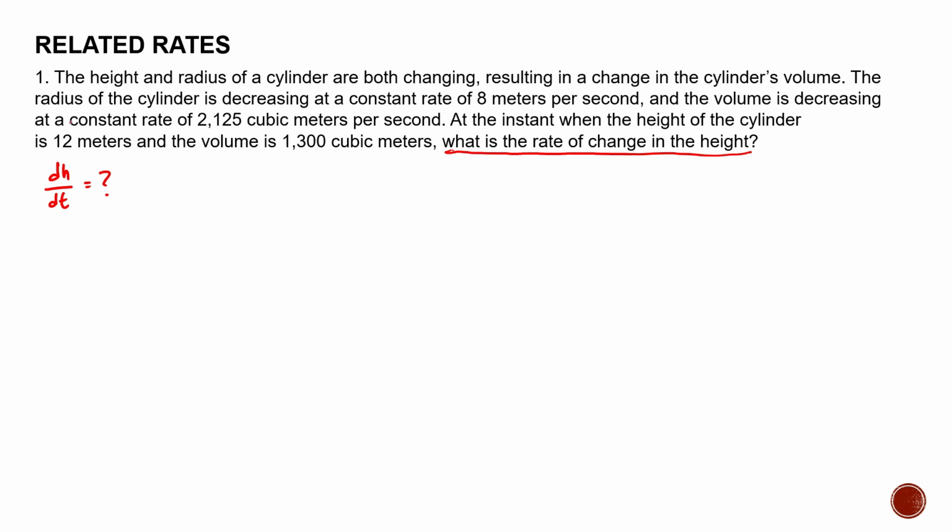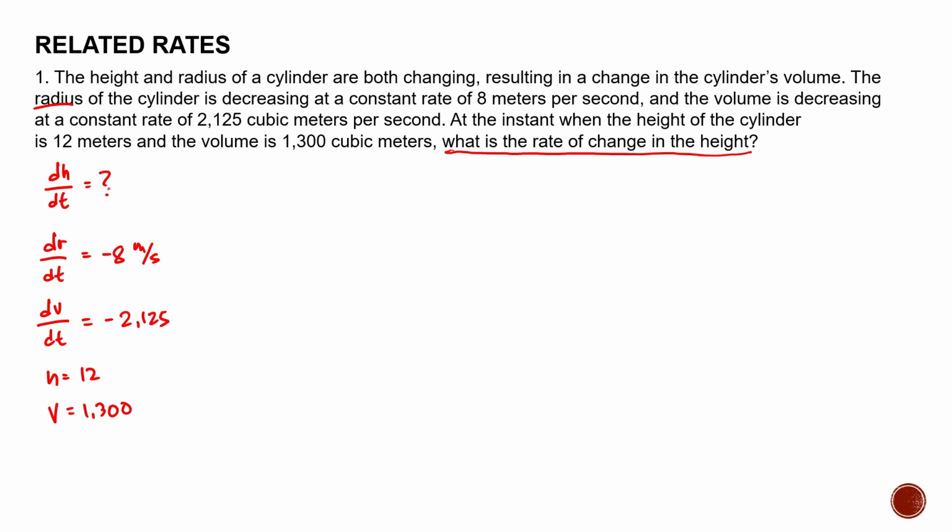The second sentence tells us that the radius of the cylinder is decreasing at a constant rate of 8 meters per second. So our dr over dt is equal to negative 8 meters per second, because it's decreasing. That's why we put the negative sign. And the volume is decreasing as well at the rate of 2,125, so dV over dt equals negative 2,125. Now at the instant when the height of the cylinder is 12 meters, so that's h equals 12, and the given volume is 1,300.